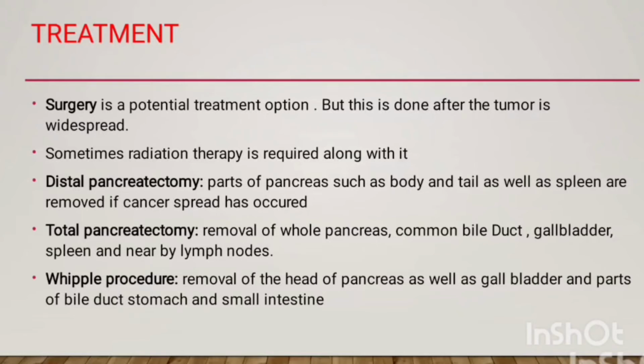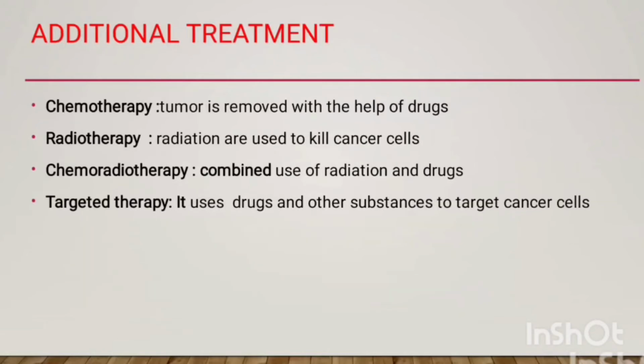Chemotherapy. In this case, the tumor is removed with the help of drugs. So certain drugs are used by medical experts to remove that tumor. Radiotherapy is also used. So radiations are used to kill the cancer cells present in the pancreas that are actually the causing factors of pancreatic cancer or tumor.